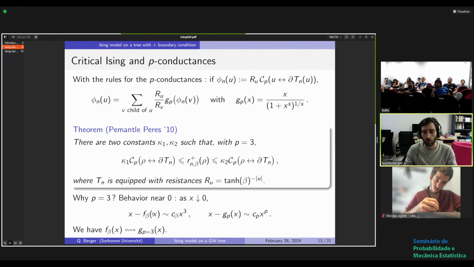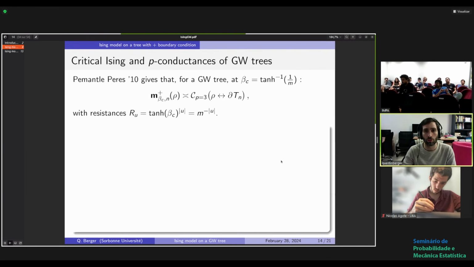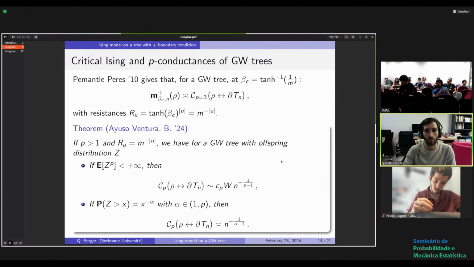They just say that you can compare f_beta of x and g_p of x, and then you basically iterate and you get this relation. Okay, so they did that, and we were quite surprised that actually they didn't compute the p-capacity of a Galton-Watson tree. They talk about spherically symmetric trees or things like that, but they don't compute the p-capacity for a Galton-Watson tree. So it's something that we did with my student.